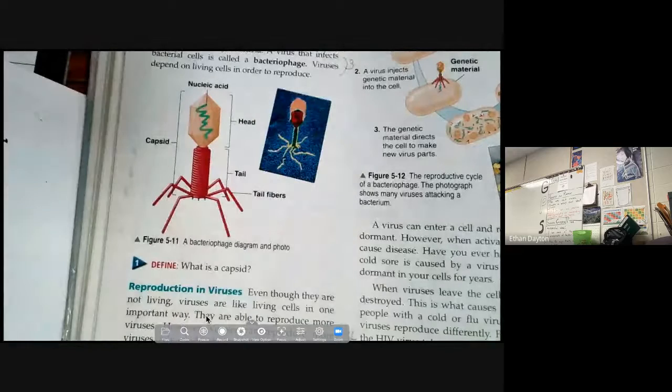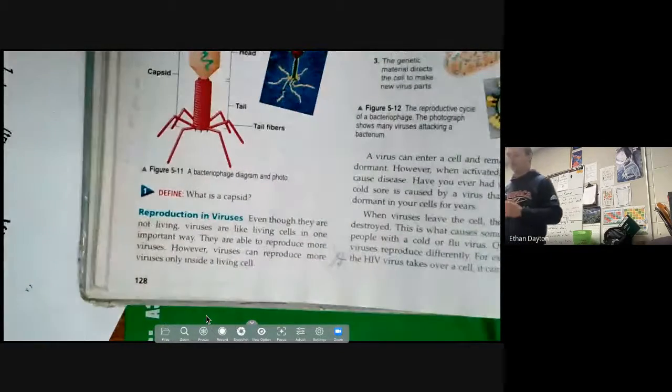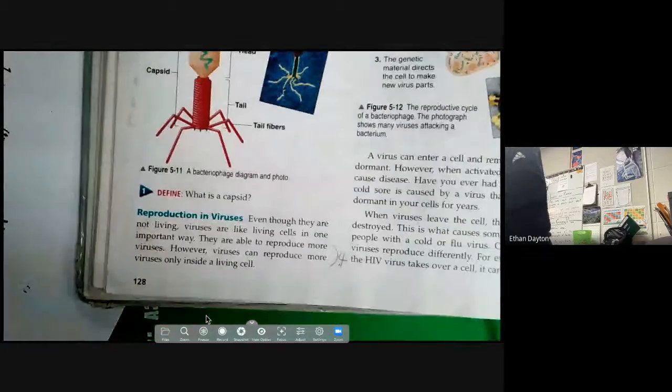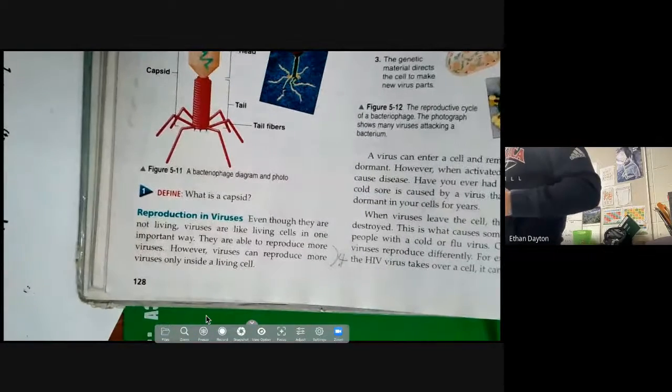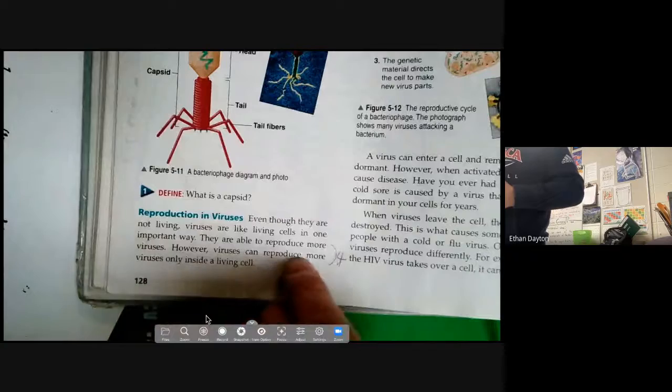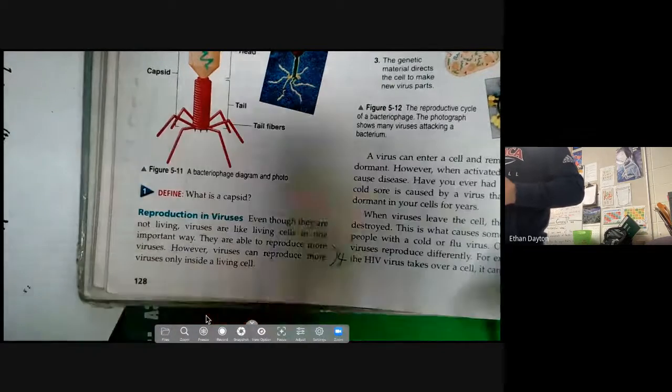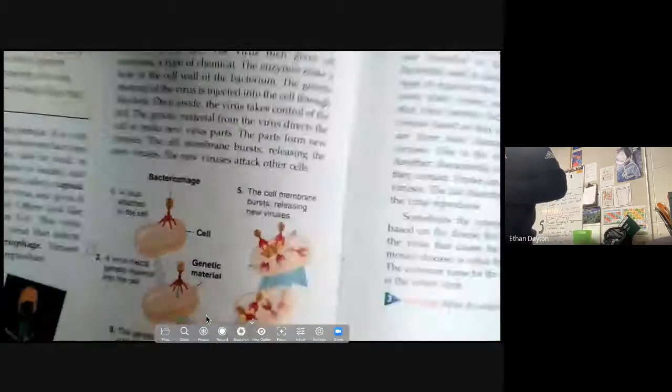Okay, you got the nucleic acid in the head of the virus. The capsid is what gives it its shape. You got a tail and tail fibers. Reproduction. Even though they are not living, viruses are like living cells in one important way. They are able to reproduce more viruses. However, viruses can reproduce more viruses only inside a living cell.